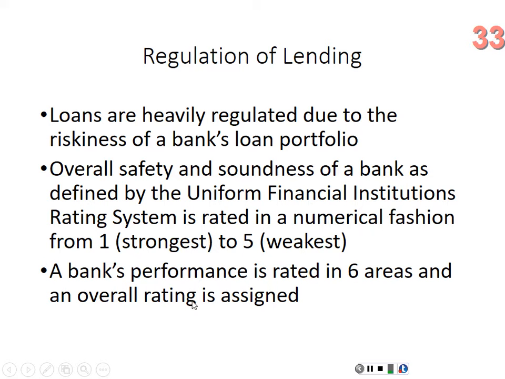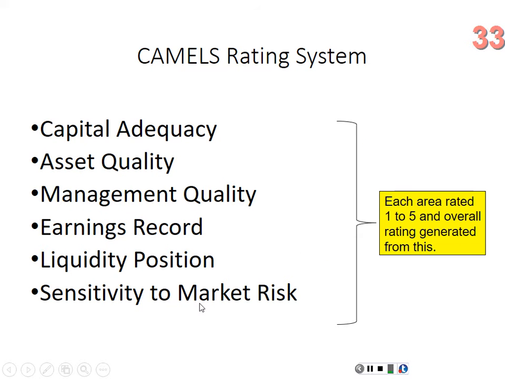they have 6 areas that they rate also from 1 to 5 to come up with that composite rating. So as we're looking at this, these 6 areas is what's called the CAMELS rating, CAMELS. So that stands for capital adequacy, asset quality, management quality, or just management. E stands for earnings, L stands for liquidity, S stands for sensitivity to market rate changes, or another word for it is interest rate risk.